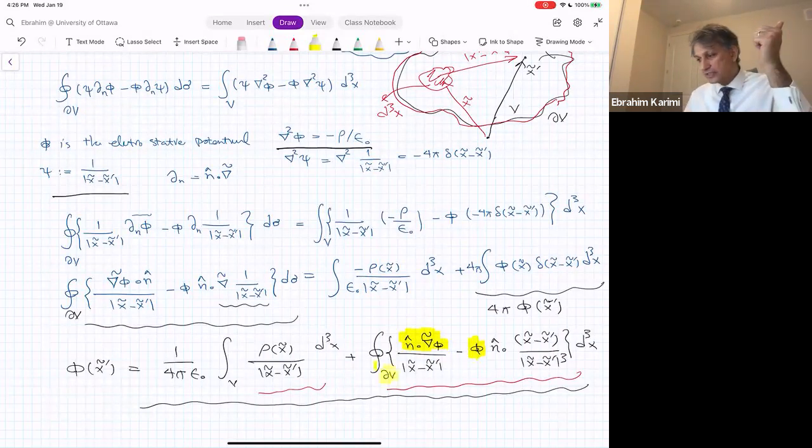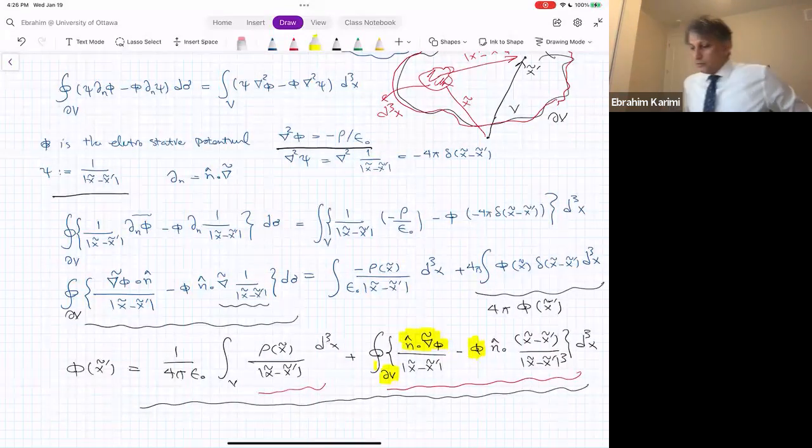The integral is on the surface, and then we have two terms. One of them is defining the potential at the boundary, and the other one is defining what is going on with the gradient of the potential at the boundary. Okay, all right or not? Do you agree? Okay, fantastic.